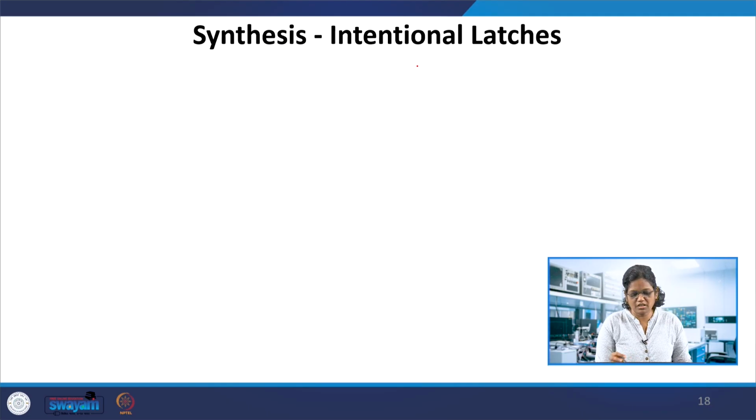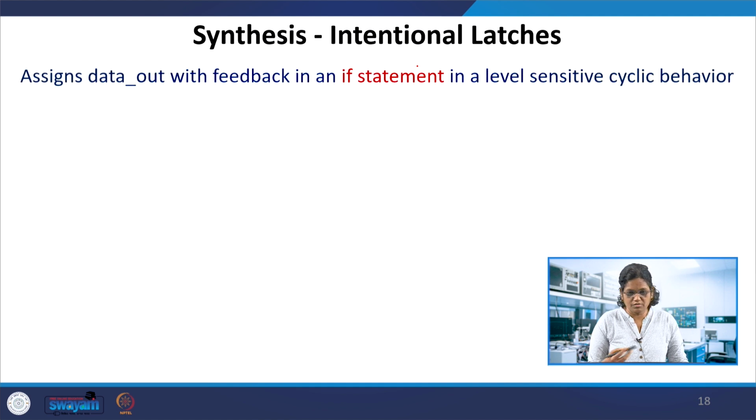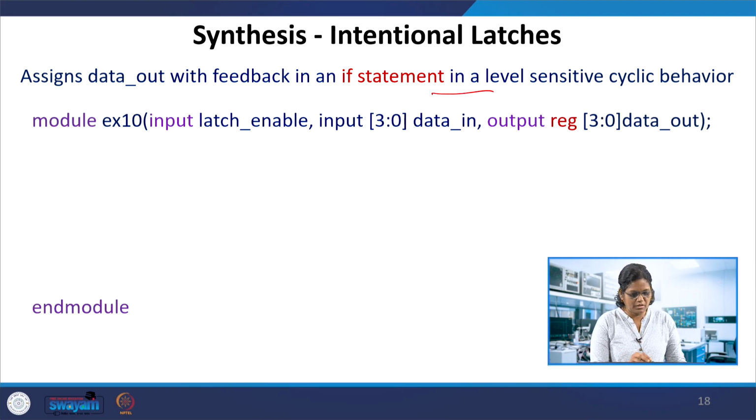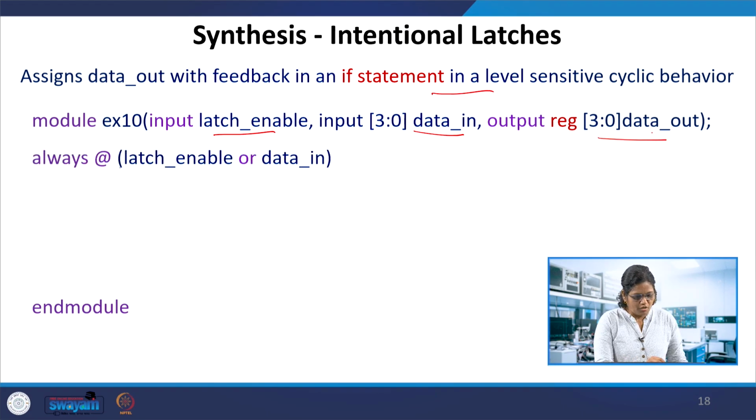So, synthesis of intentional latches: when we want to have the latch. So, data out with feedback in an if statement in a level sensitive behavior. For example, the inputs are latch enable and a data input, and the output is 4-bit data out, always at latch enable or data input.